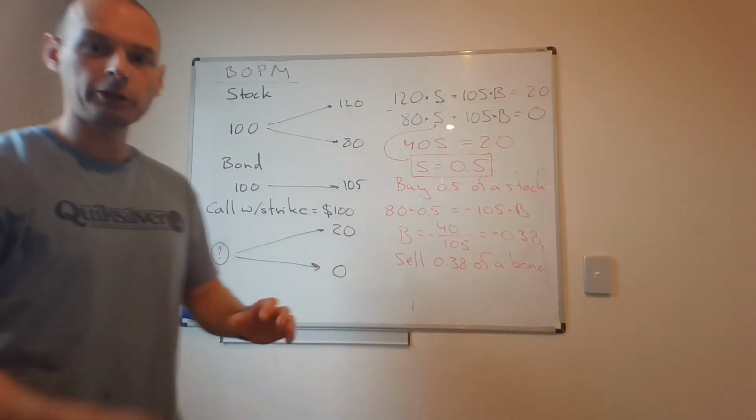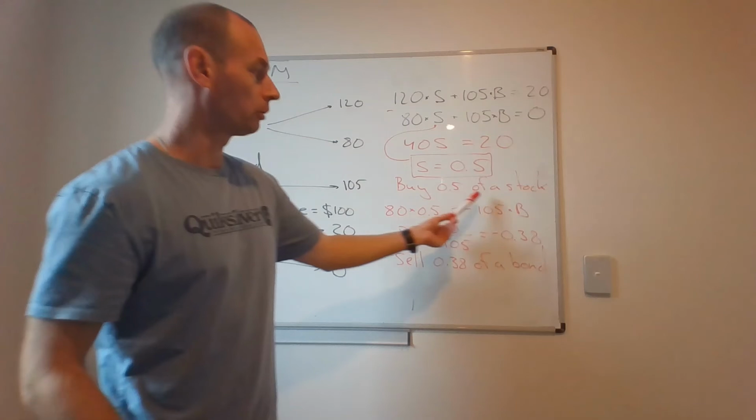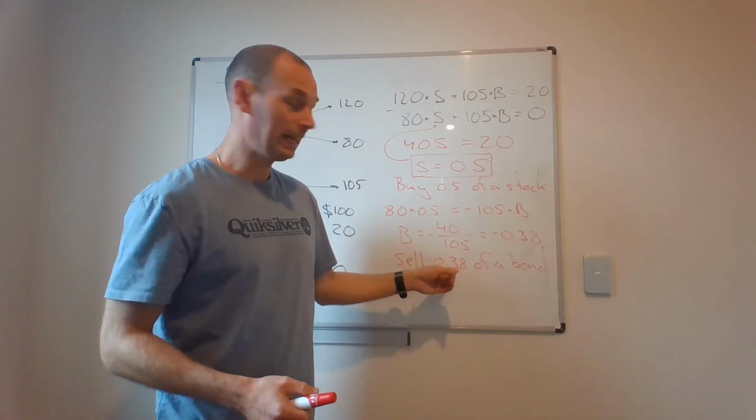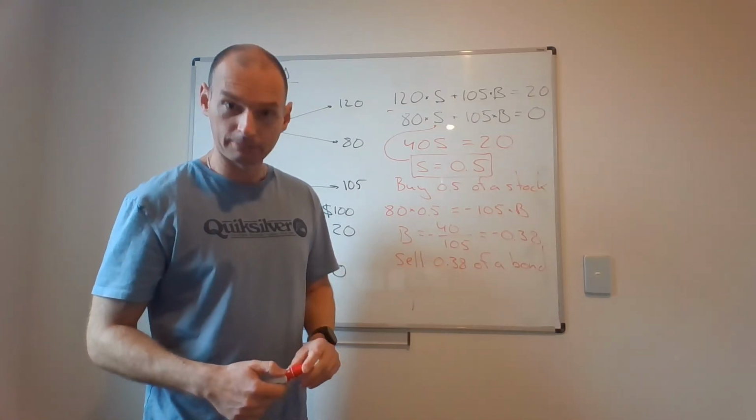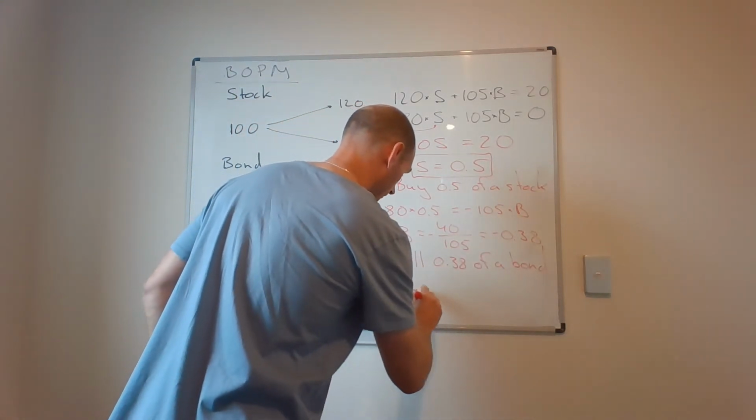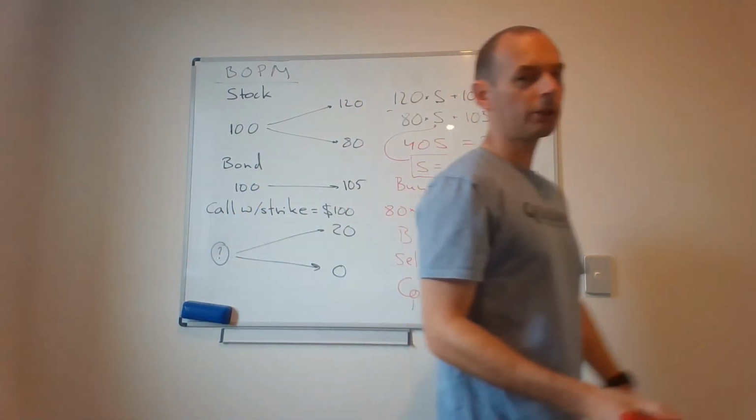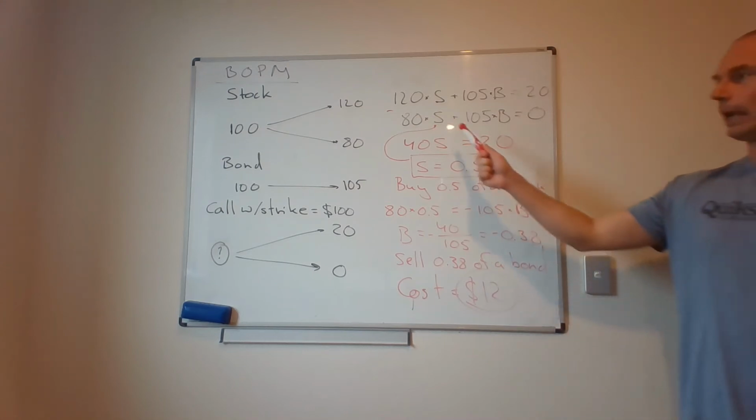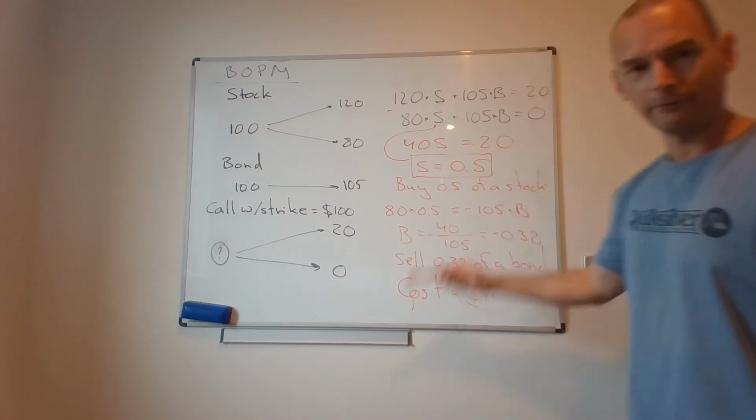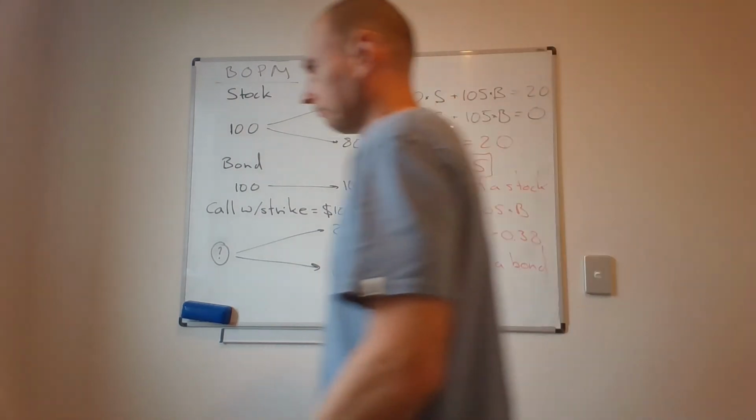So, what is my total cost of this portfolio? All right, well, first of all, I need to spend 50 bucks by buying half of a stock. But then I get 38 bucks back by selling 0.38 of a bond. So my cost is $12. That's it. We're done. We have created a portfolio that gives me the same payoff as the option. We have gone through our computations and determined that the cost of this portfolio is 12 bucks.